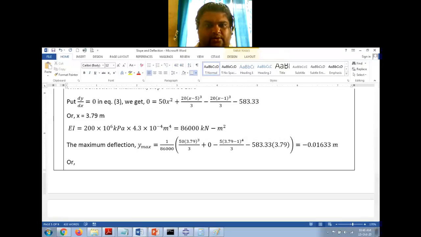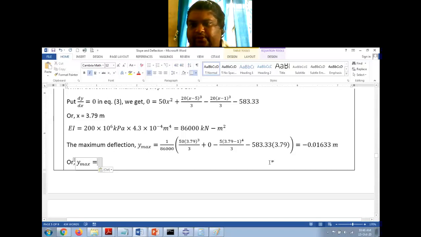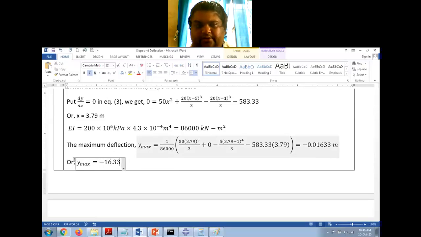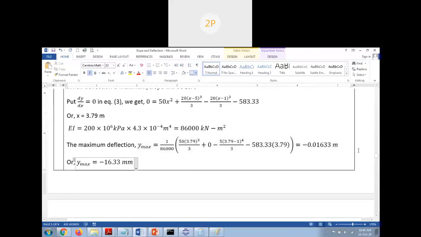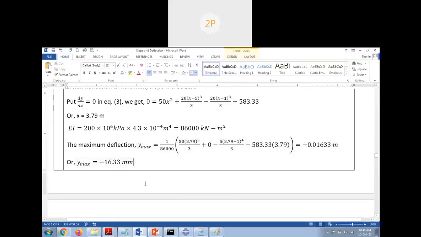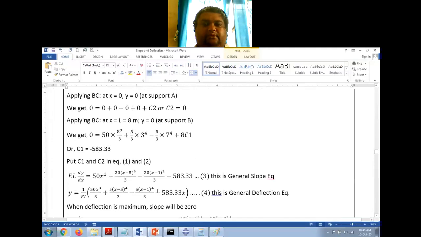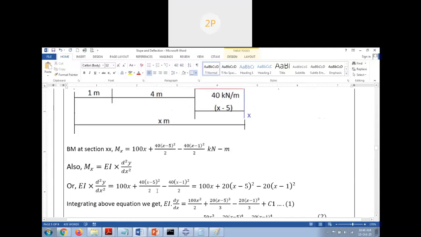or Y max is equal to minus 16.33 raised to power minus 3, okay, 16.33 meter. This is the maximum deflection and location of maximum deflection. Right? This is the numerical solution.